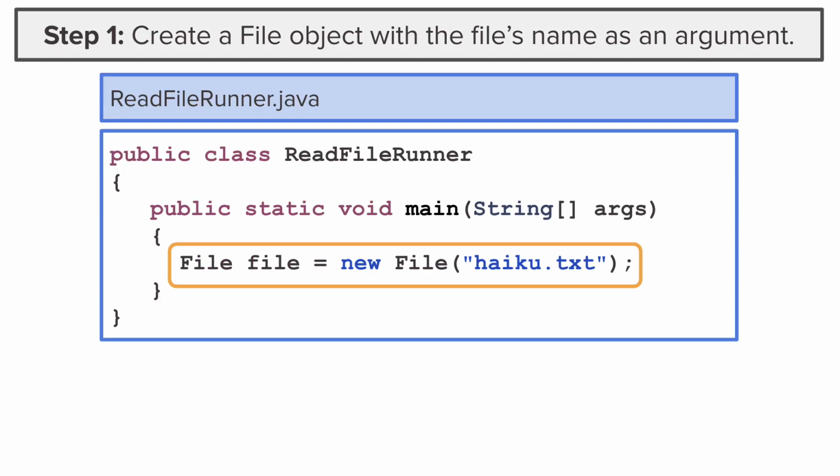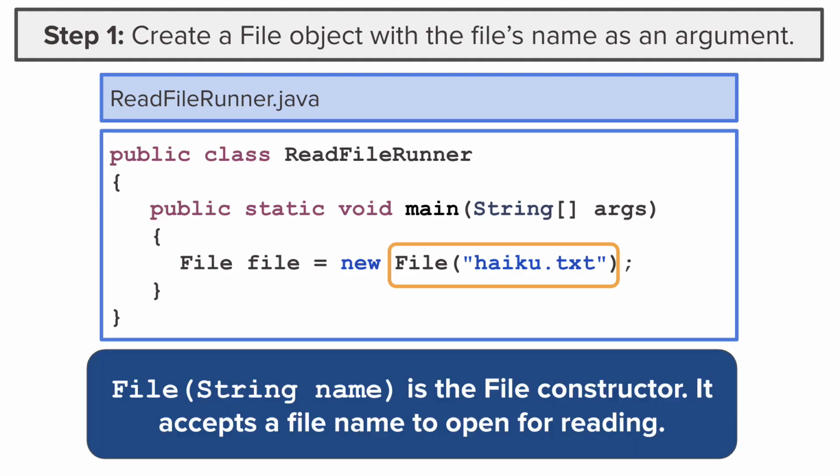Step 1. The first step is to create a File object and pass in the name of the file as the argument. The file path argument must match the name of the text file exactly.